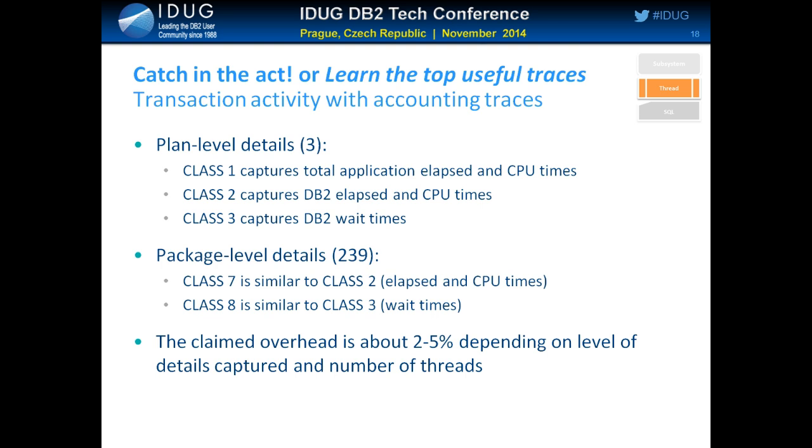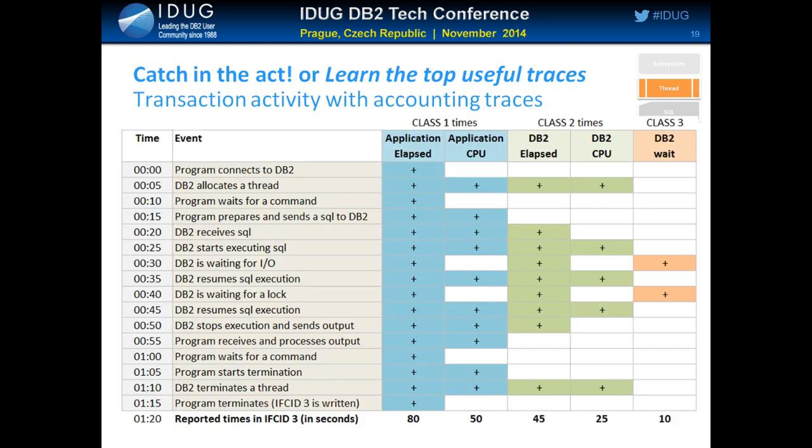So overhead may differ. That's pretty clear. If you have a lot of threads, then overhead will probably be a bit higher. If you have just a few threads, it should be lower. And if you turn on all 3 or all classes, then it's probably just a little bit higher overhead, but I really recommend to run all of them. Yeah, and this is my favorite slide.